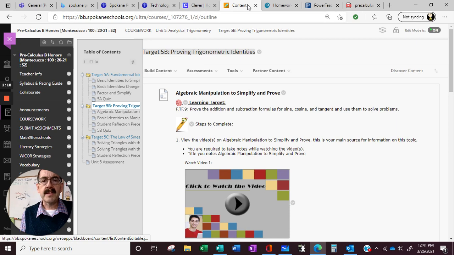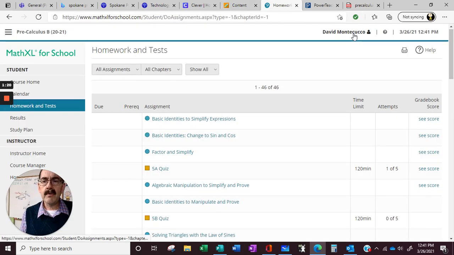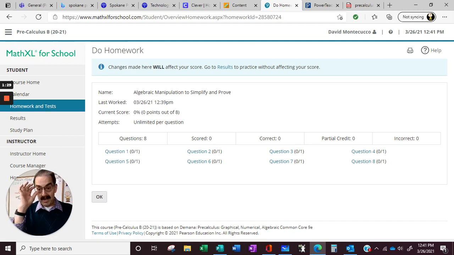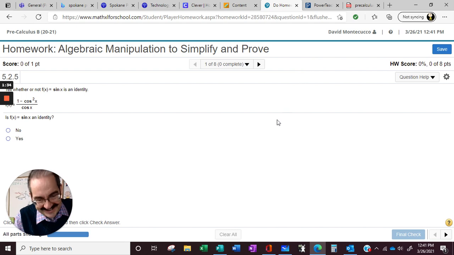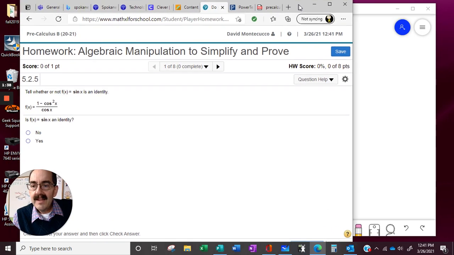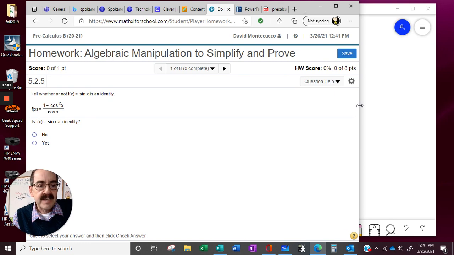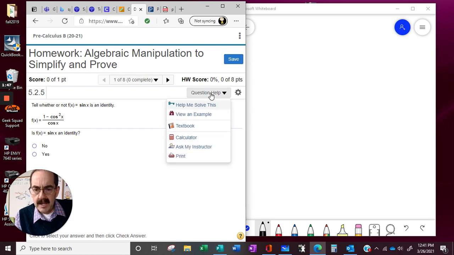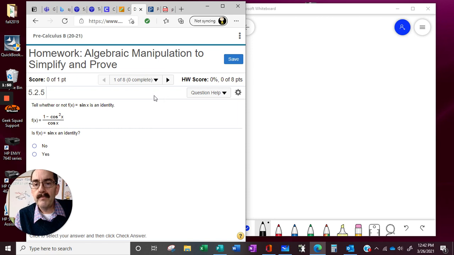So we'll click on Math Excel for School. We're going to go to Pre-Calculus, and a couple weeks ago, and then last week. And this week, let's try Algebraic Manipulation to simplify and prove. Sounds tough. Okay. Let's shrink this down a little and see if we can simplify this to an identity. Now, on a lot of these, they will help you.